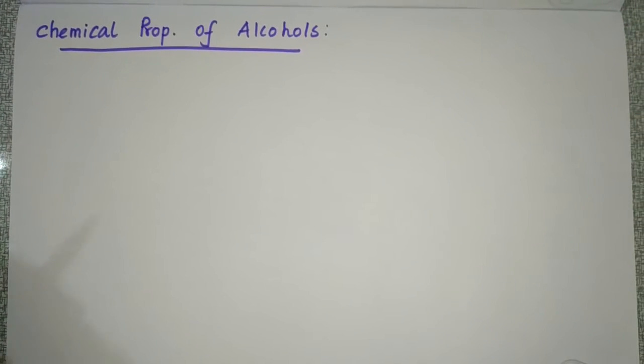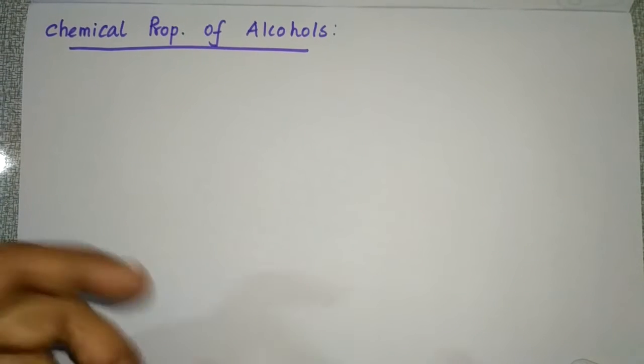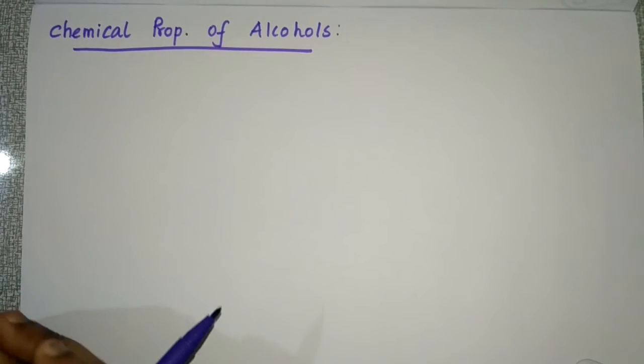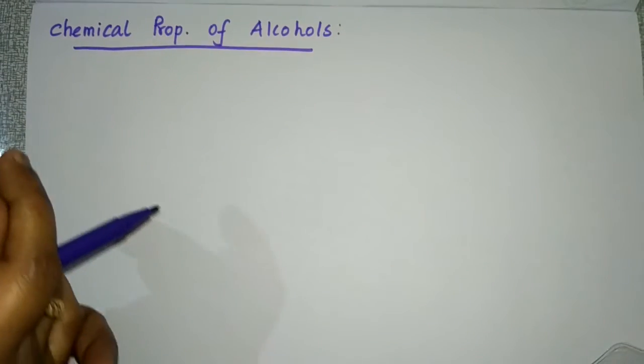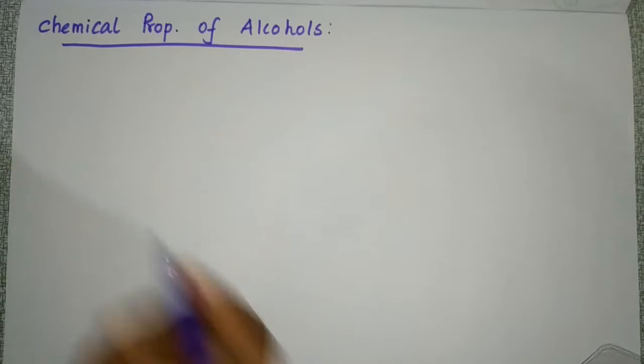In this video, we are going to discuss the acidic character of alcohols. This acidic character of alcohols comes under the chemical properties of alcohols. So what are we going to learn in the chemical properties of alcohols? How will you represent alcohol?